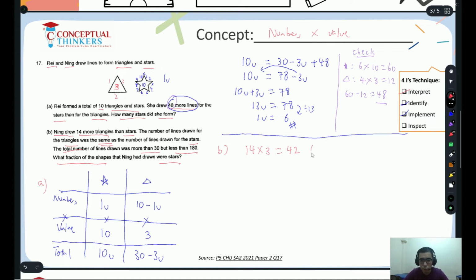So this is what we call a total difference. Now, how is this total difference created? It is because one star will have 7 lines more than one triangle. So this is what we call the individual difference. Okay, the reason you need this extra 42 lines is made out of all these 7 lines. So if I take 42, which is due to the difference of all these 7 lines, I can divide by 7. So I'm going to get 6, and this 6 will represent the number of stars.